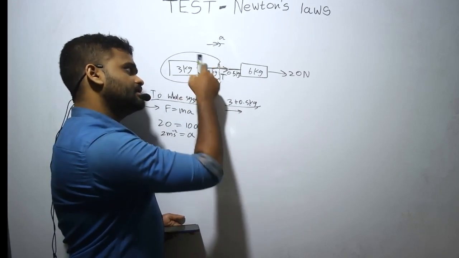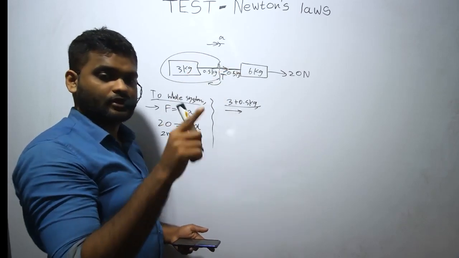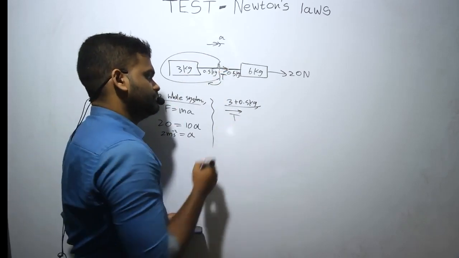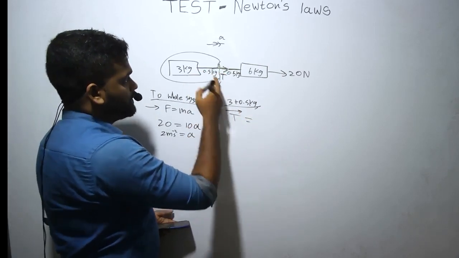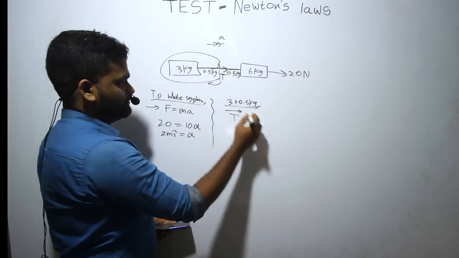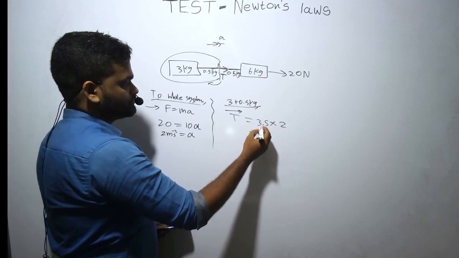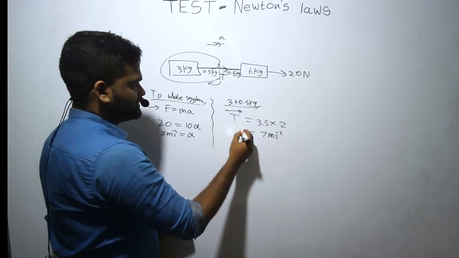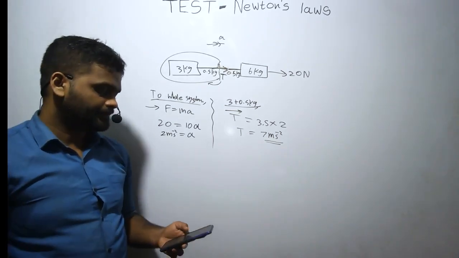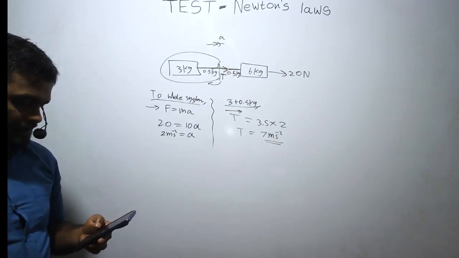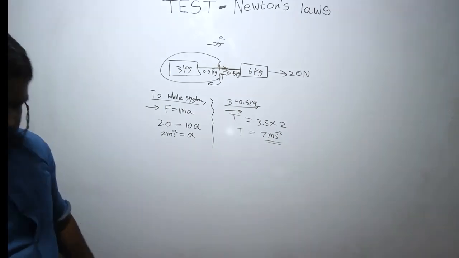Now on this system, there's going to be tension. Now the tension is going to be an external force, not an internal force. So now the only force on this system is T. There's no other force. Mass of this system is 3.5. Acceleration we found as 2. So it is 7, so the tension is 7 Newton. So the answer is the fourth one, 2 meters per square second, 7 Newton.